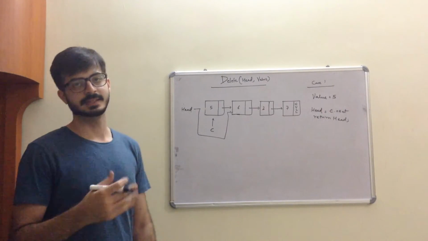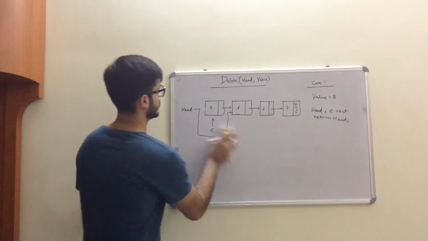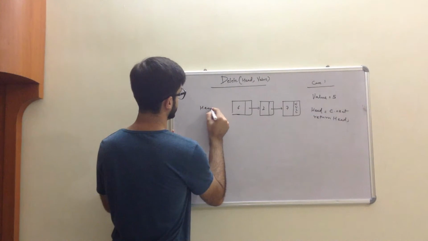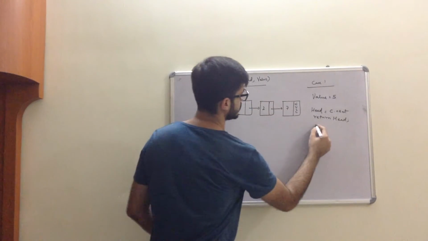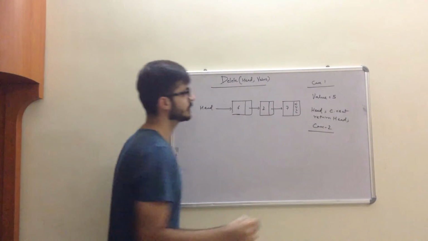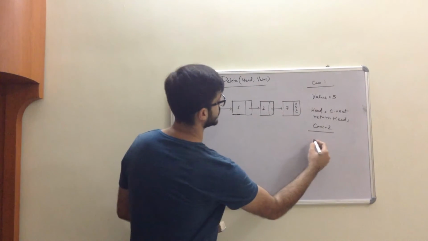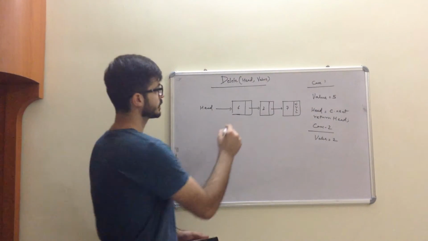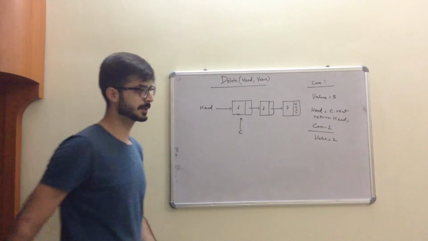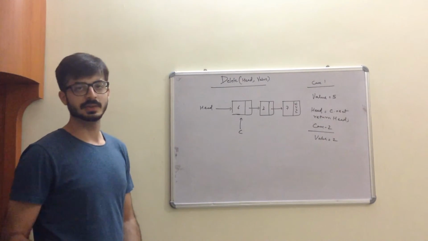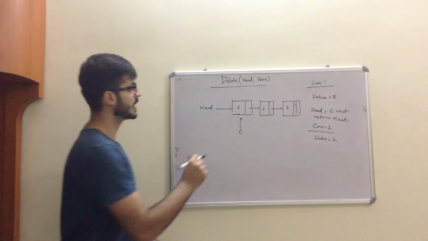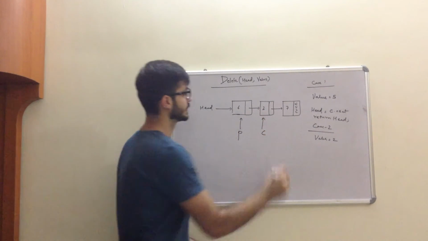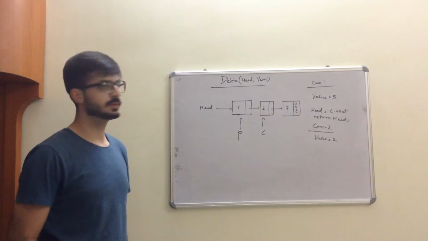Now let us take a look at the second case. Let's say I want to delete an element whose value is equal to 2. Again, I start from the head node, mark that as the current node. This time the current node's value is not equal to 2. So I mark the current node as the previous node and the adjacent node as the current node. This time the current node's value is equal to 2.